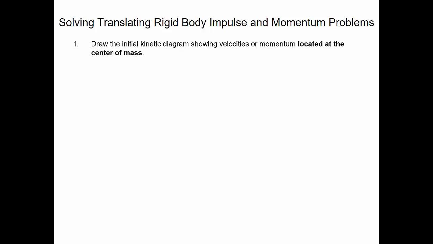First thing that we want to do is draw the initial kinetic diagram showing the velocities or the momentum located at the center of mass. Here's an example. If we have a rock that's translating, for a kinetic diagram, we would have mass times a velocity drawn at the center of gravity.